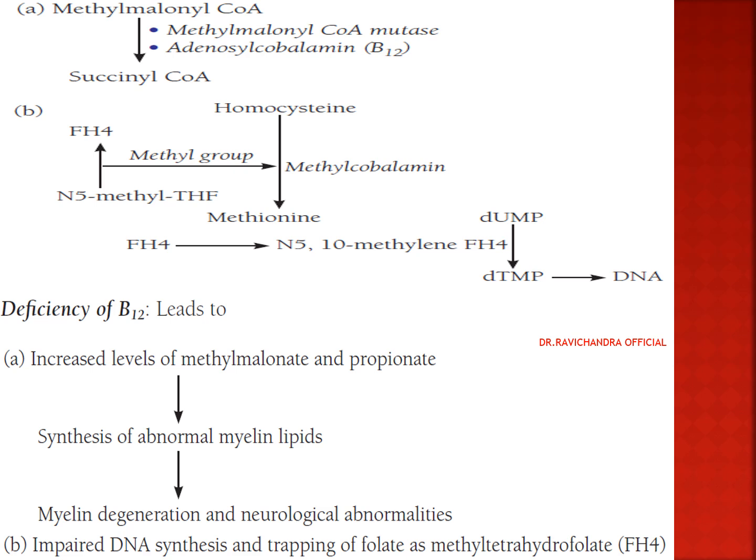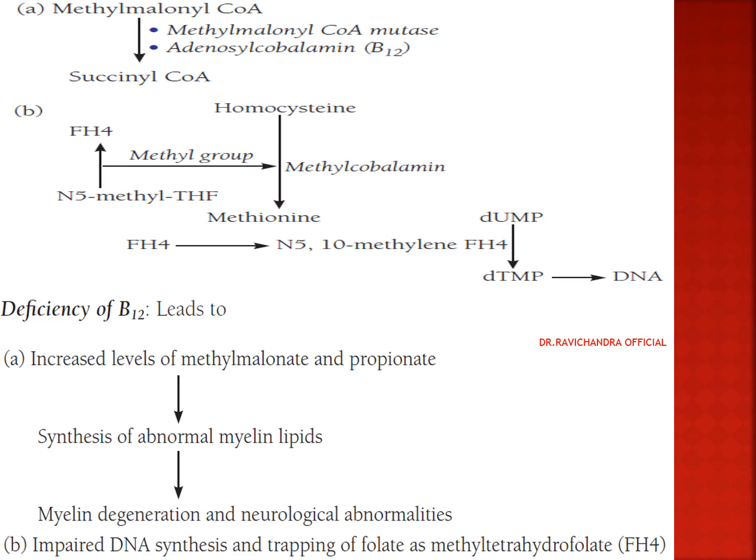With the presence of this methyl group, homocysteine is converted to methionine in the presence of methylcobalamin. So, in this whole process, we need folic acid and B12. For conversion of homocysteine to methionine, B12 is required, and for the formation of dTMP from dUMP, we need folate.